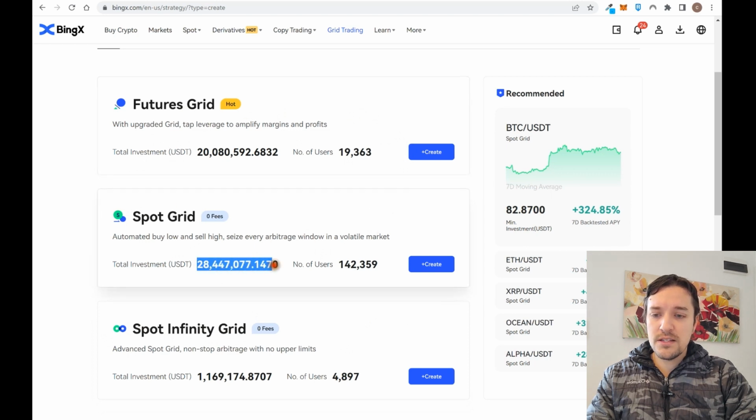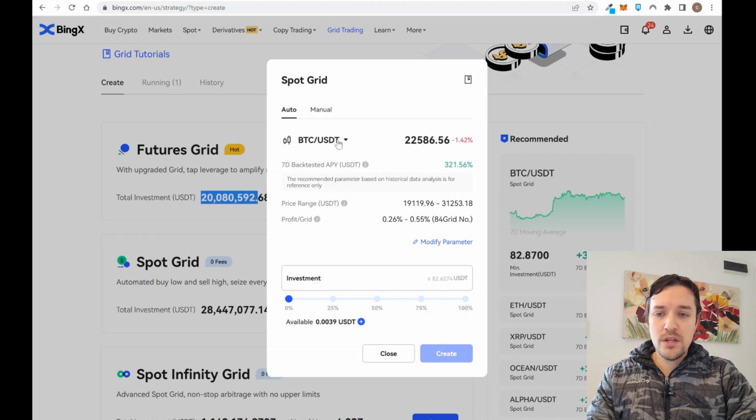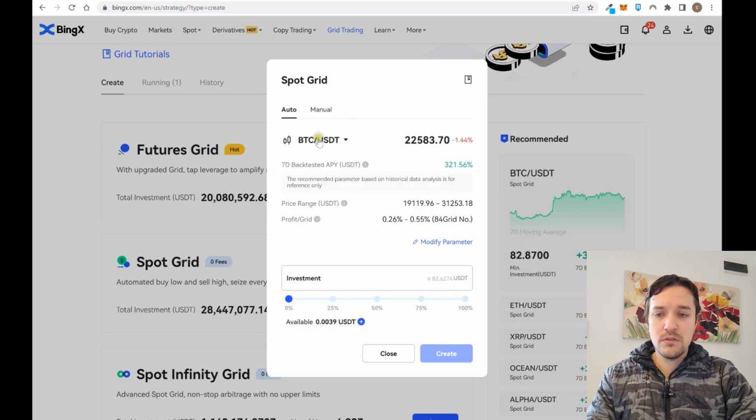In here, it says that more than $28 million are parked in this bot and $20 million in this one in regards to futures. How can you use a bot? Well, you can create your own by clicking here, and you can decide which type of asset you want to trade. The least risky one is Bitcoin because it's the biggest cryptocurrency. So today we are going to focus on Bitcoin.